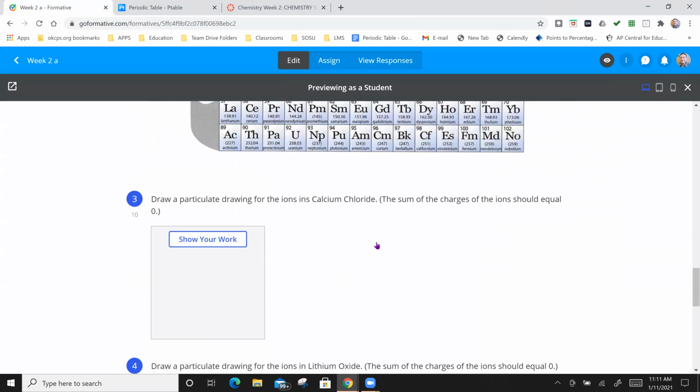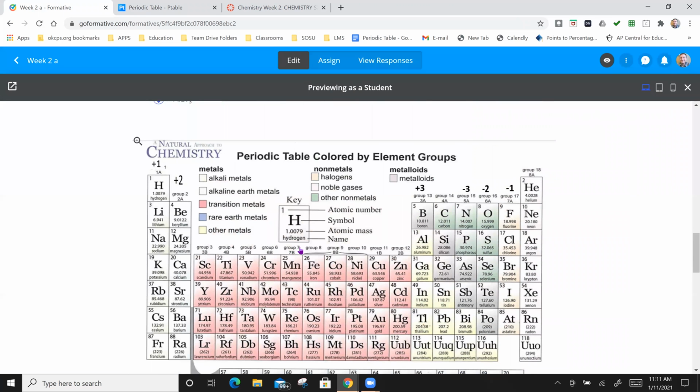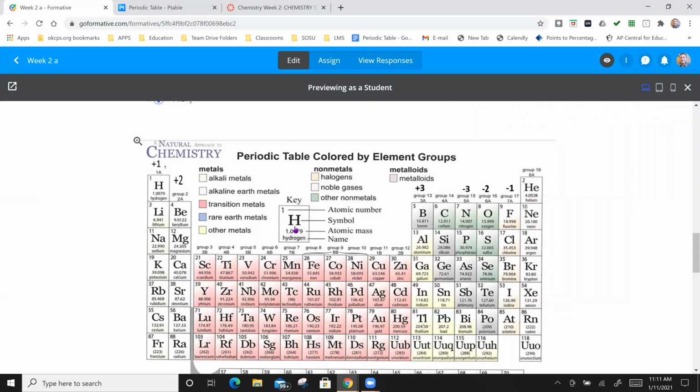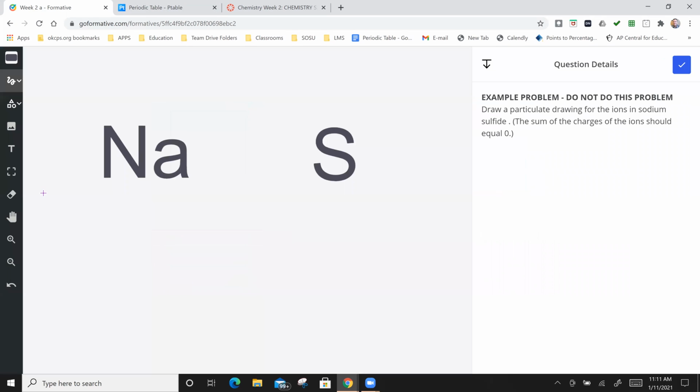So if we go to our periodic table, and this is the periodic table I would suggest you use, and don't use ptable.com for these. If you look at sodium, above sodium it tells you, so everything in this group 1A has a +1 charge. So sodium has a +1 charge. So I will go back to my problem, and I can add a +1 charge to sodium. I click on the text, and then I move this box to where I want it to be, and I can even resize it in the top right corner.